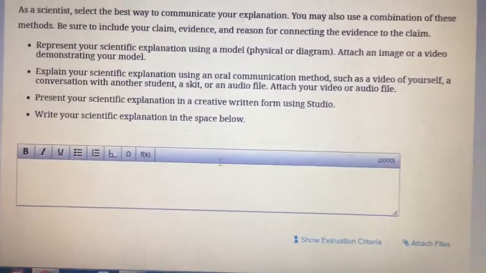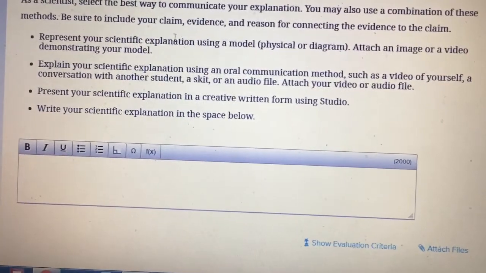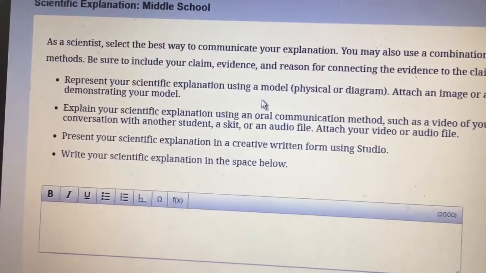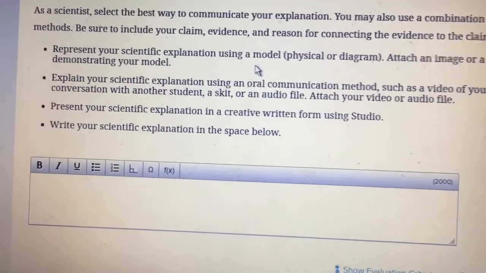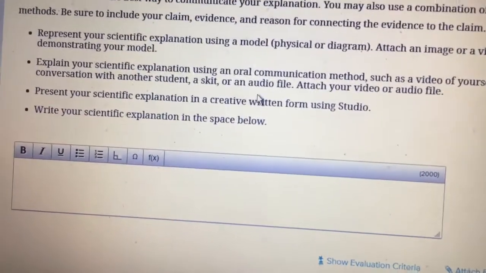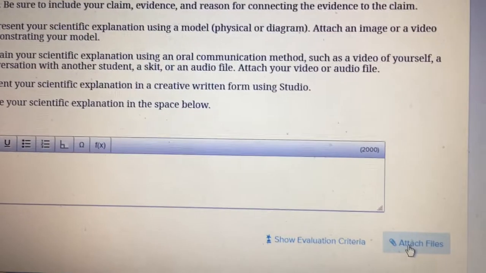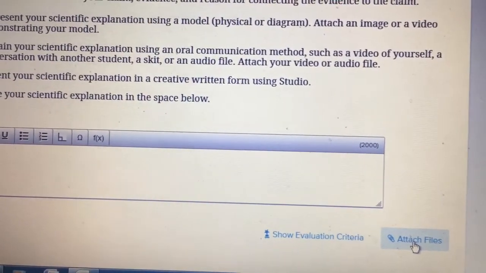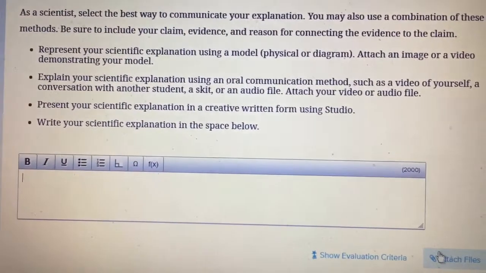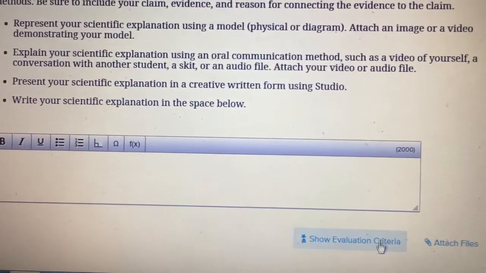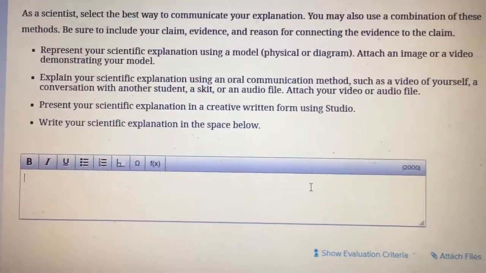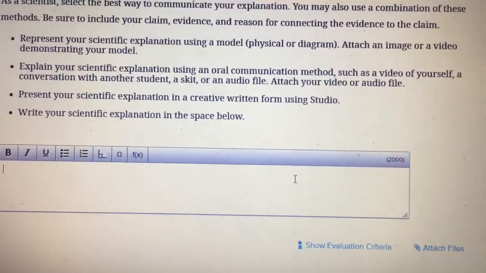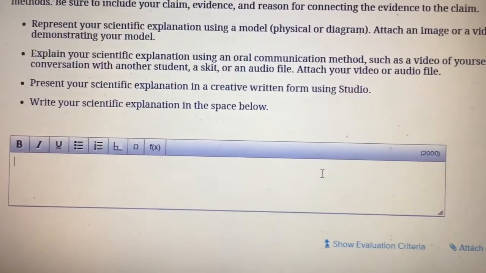If you want to go above and beyond and you want to try any of these other ways, whether you can draw it, post a picture about it, and then write about the question, that is totally up to you. If you wish to do that, you can attach any type of file by clicking attach files here and then posting your picture or drawing or however you want to do that, or again, just type it up. Whatever makes you feel the most comfortable. Again, there are multiple ways to answer the question.